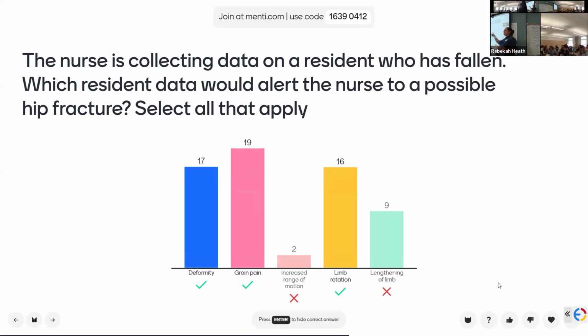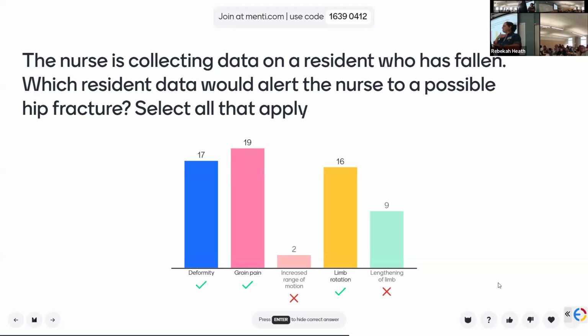Yes, deformity, it might look different. Groin pain, for sure. Increased range of motion? It's going to be decreased range of motion. They're not going to be able to move that area as much. Limb rotation, yeah, it might be rotated, usually externally, maybe internally though. And then lengthening of the limb. It's usually going to be a shortening, not usually lengthening.